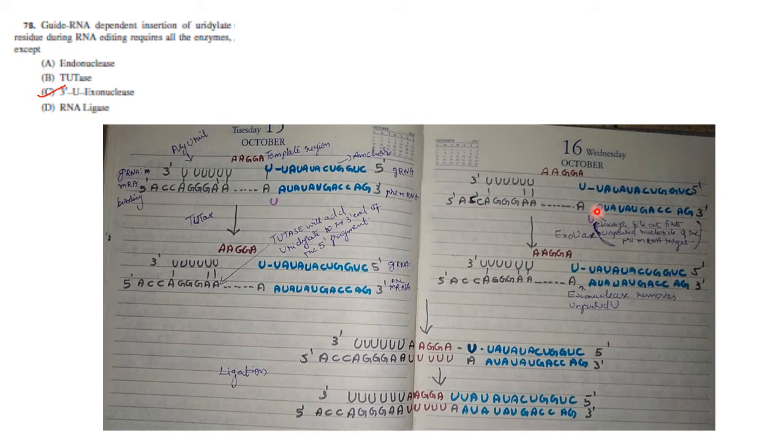Depending on the information encoded in the template region of the gRNA, uridylates can either be added to the pre-mRNA by terminal uridyl transferase, that is TUTase. It will add uridylate to the 3' end of the 5' fragment, that is over here. After this particular cleavage, the TUTase enzyme will be adding the uridylate to the 3' end of the 5' fragment.